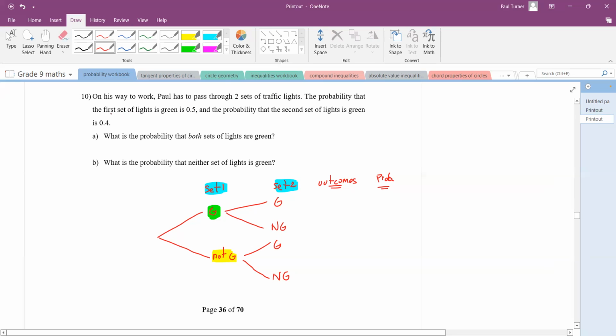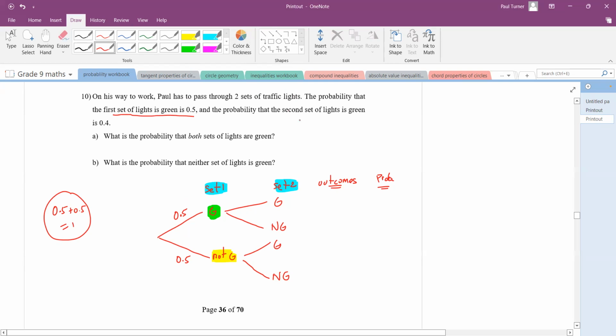Okay, the probability that the first set of lights is green is 0.5. So this is 0.5. Now, if it's half a chance it's green, set 1, then it must be half a chance it's not green. Those 2 probabilities have to add up to 1. So when you're doing these diagrams, make sure your pair of numbers on the branches add up to 1. So each pair must add up to 1. So these 2 that are marked here must equal 1.